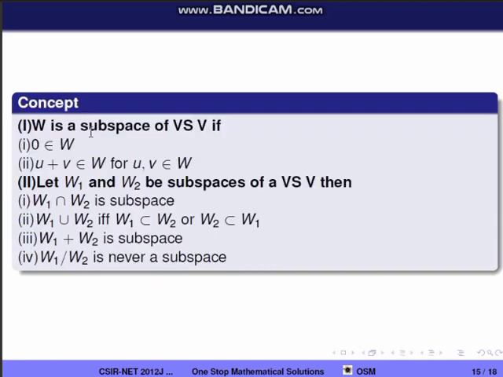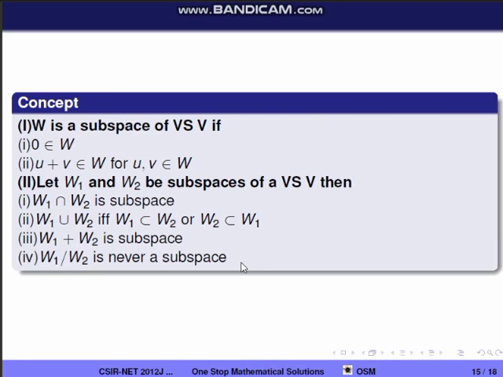W is called a subspace of vector space V if 0 is an element of W and u plus v is an element of W for every u, v in W. And if two subspaces are given for a vector space V, then their intersection is a subspace, and the union is a subspace if and only if W1 is a subset of W2 or W2 is a subset of W1. And W1 plus W2 is always a subspace, and W1 minus W2 is never a subspace because there is no 0 element in it.